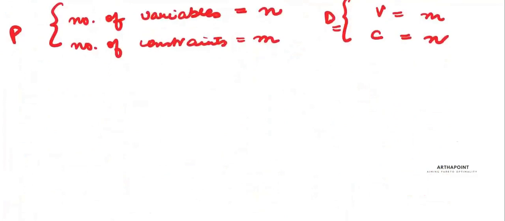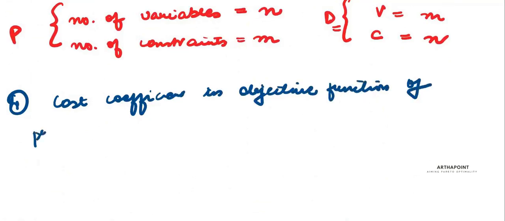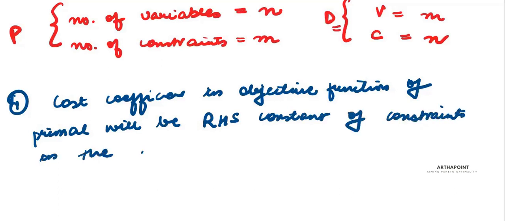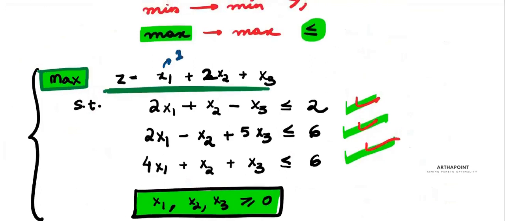Now we will stop here again and go to step 4. So step 4. Please write down. The cost coefficients in the objective function of the primal will be the RHS constants of the constraints in the dual and vice versa. So basically, what are the cost coefficients? The cost coefficients are these. What are multiplied here? So, you know, my x1 is multiplied with 1, x2 with 2, x3 with 1. These are known as cost coefficients.